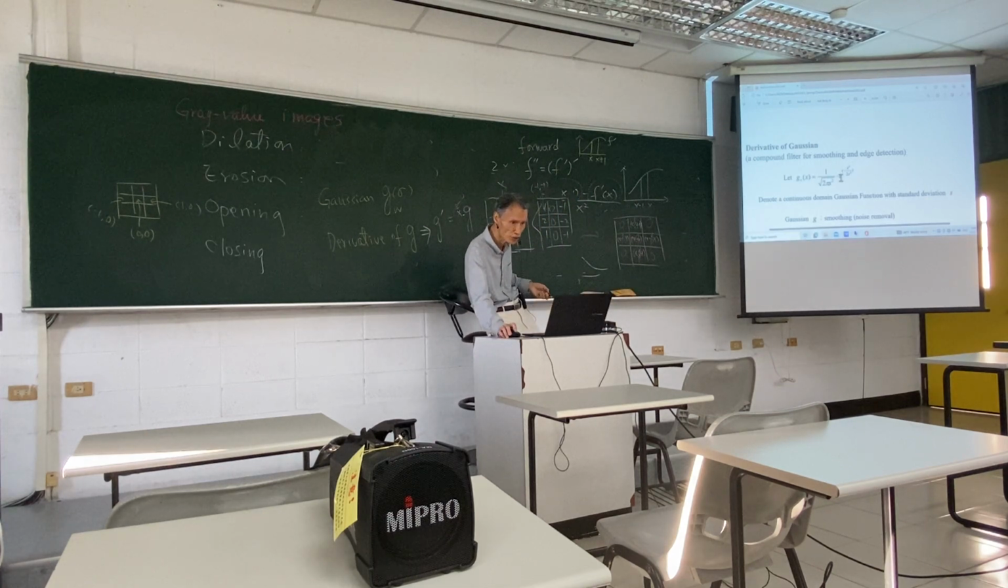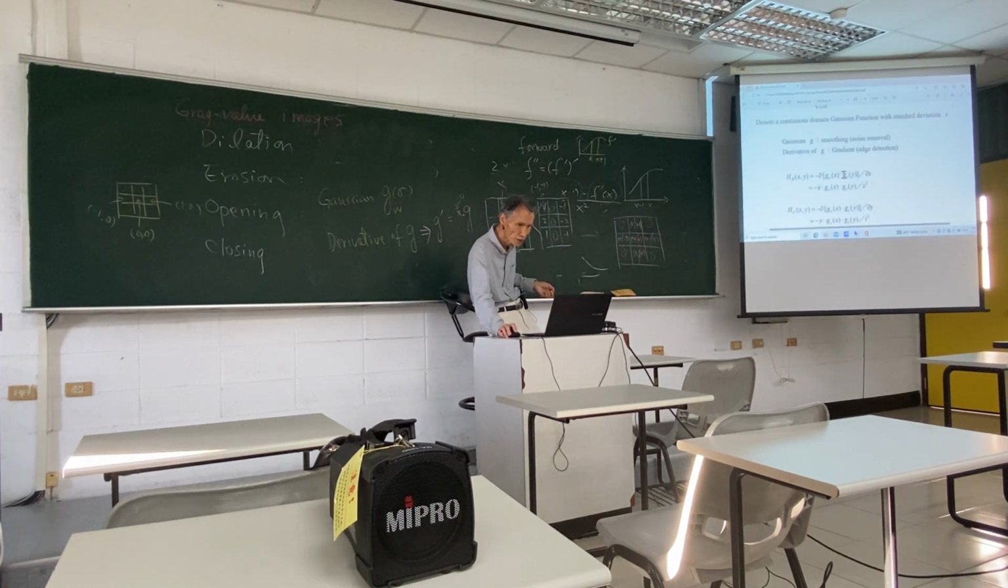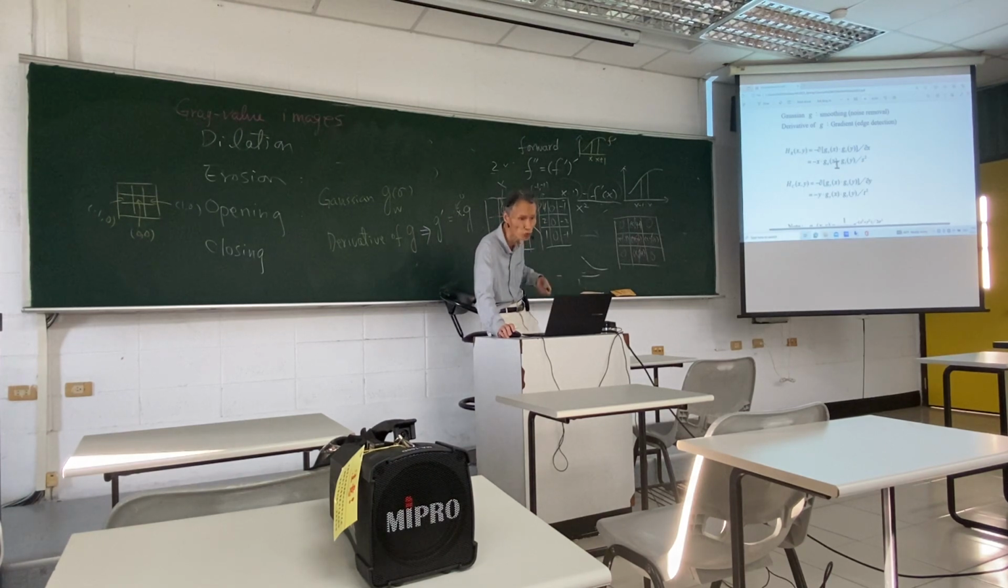When you extend it to two-dimensional, as you know, a two-dimensional Gaussian function can be separated into the multiplication of two one-dimensional Gaussians, one for x, one for y. That's it. This is the final result here. So this is the G.